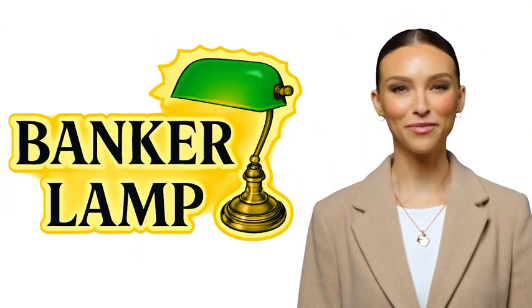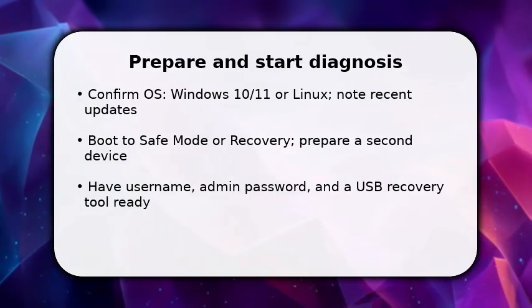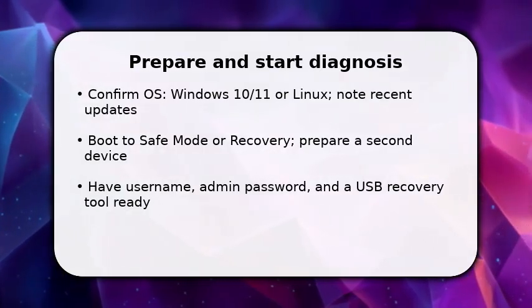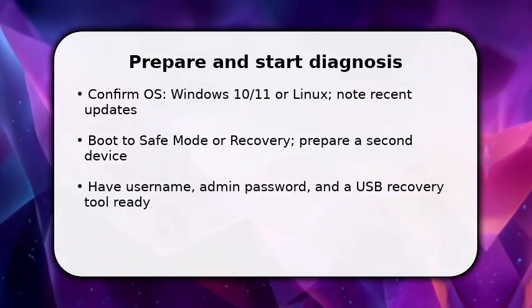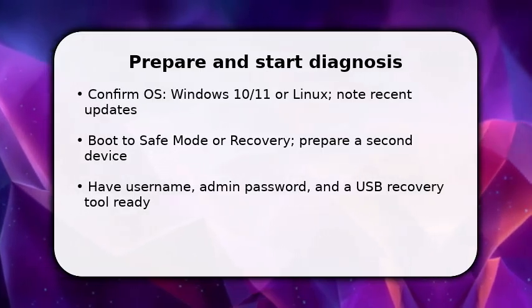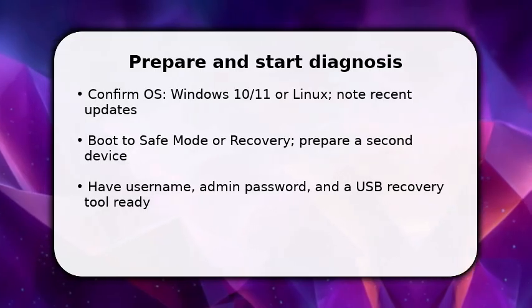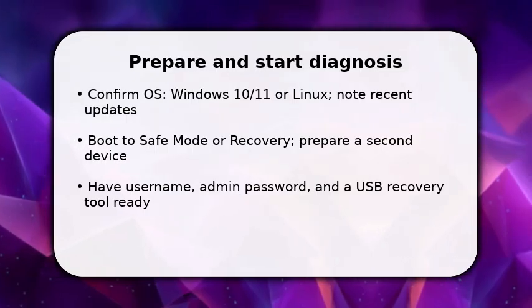Please enjoy the video. You begin by confirming your OS and gathering tools: an admin account, a USB recovery stick, and a second device for reference. Once done, boot into safe mode or the recovery environment so the system won't shut down mid-check. This preserves logs and lets you run repairs. Make sure to unplug peripherals that might trigger power events.